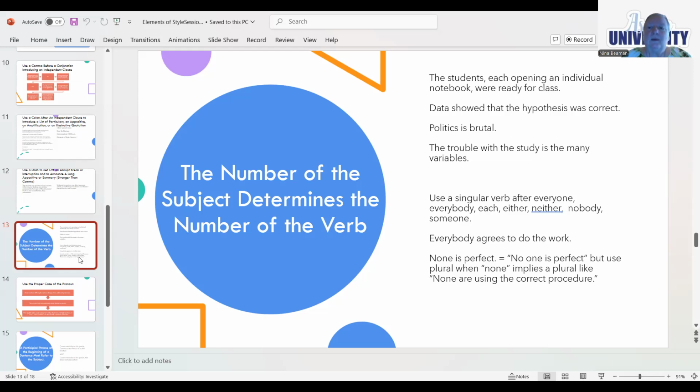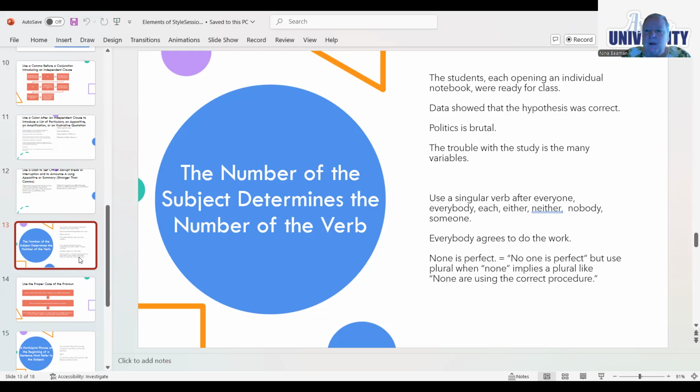The trouble with this study is the many variables. Okay, the trouble, again, pull with the study out of your mind. The subject is the trouble, even though you talked about variables afterwards, don't get confused. Ask yourself, what is the subject, and make it agree with the verb.